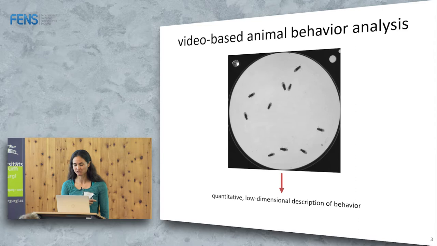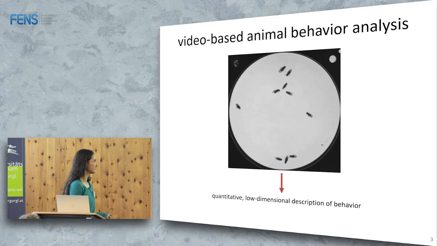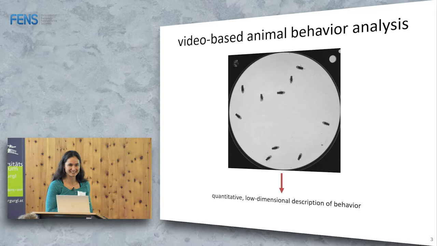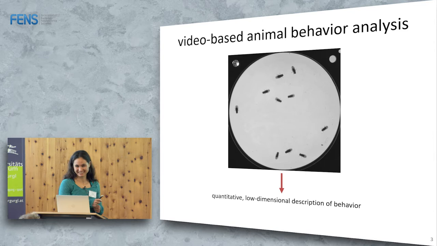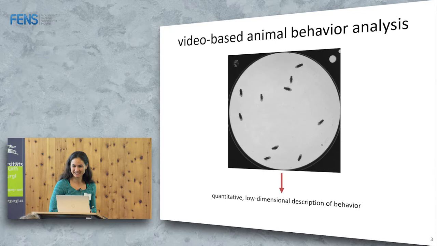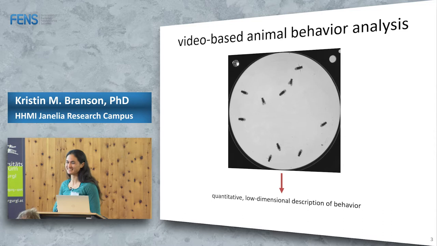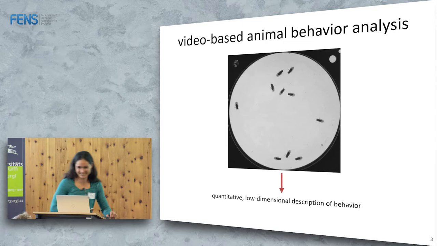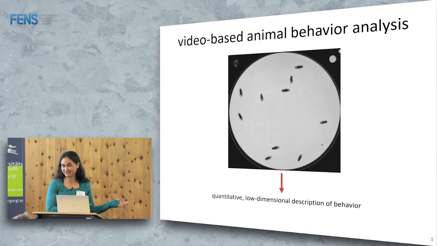So if you're collecting video of flies walking around on a dish, what types of statistics might you want to measure about their behavior? Does anyone have ideas? Okay, so let me throw one out there to get you started. You might want to know the speed that the animal is walking at. How many flies are in the dish? Yes, that's an important thing. But let's say you are a careful biologist and you always put 10 flies in your dish. So you might want to know the speed of the animal at a given time. Does anyone have other ideas of what you might measure?